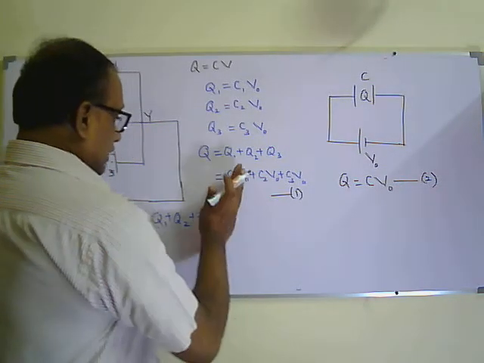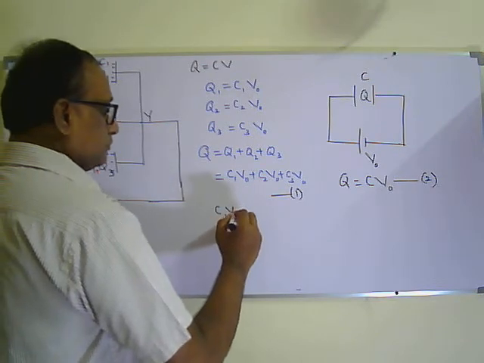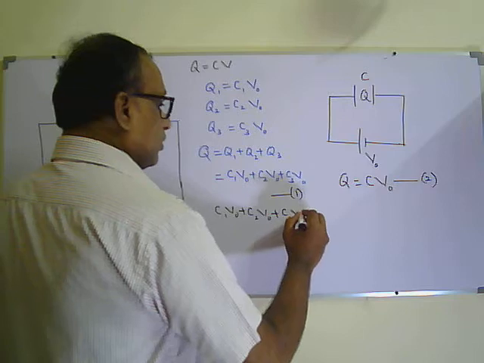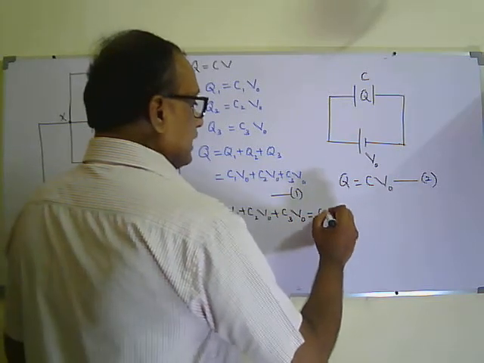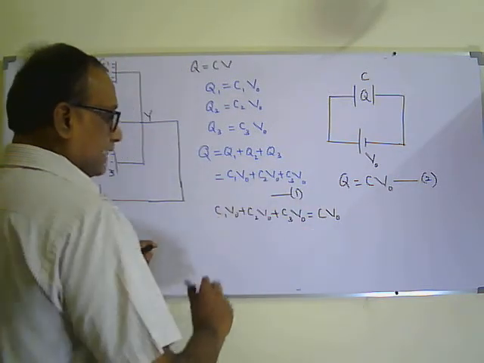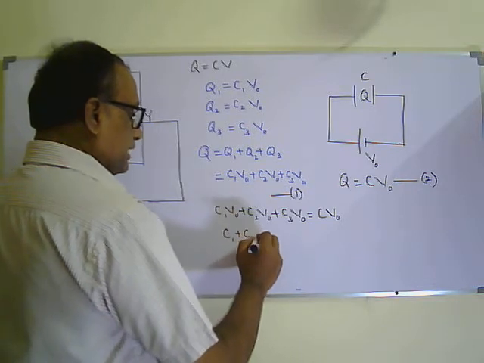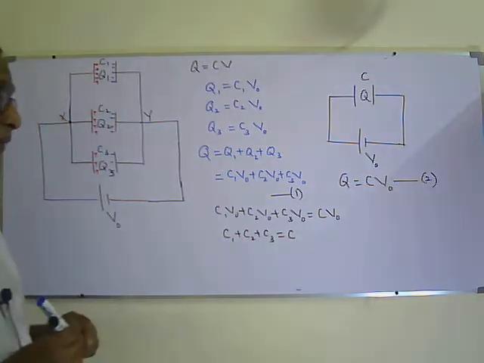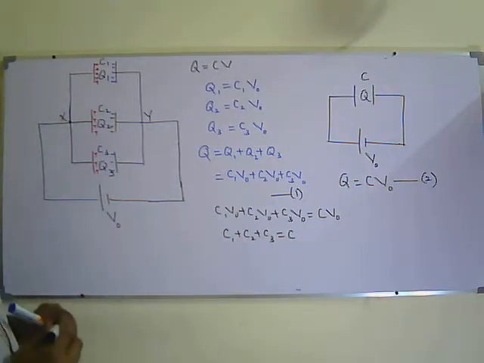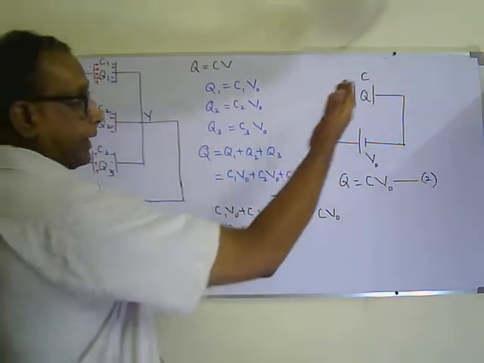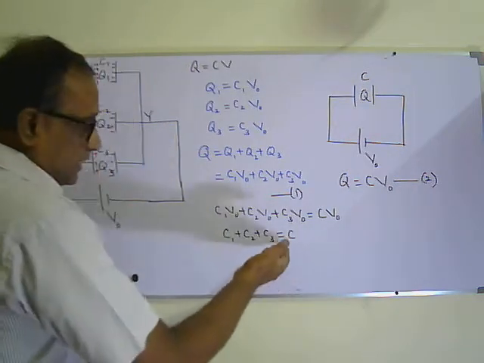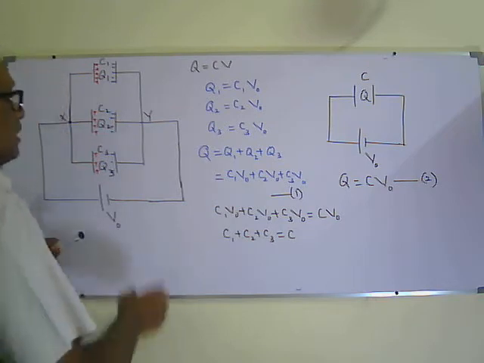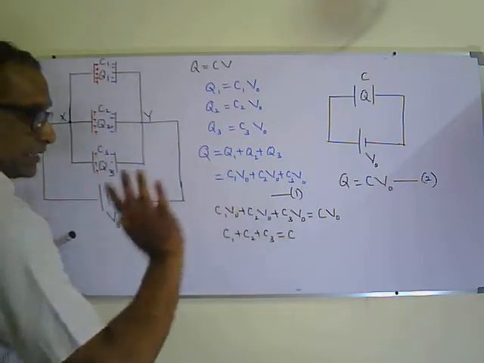That is C1 V naught plus C2 V naught plus C3 V naught should be equal to C V naught. So all the V naughts will get cancelled. C1 plus C2 plus C3 is equal to C. That means when the capacitors are connected in parallel, the equivalent capacitance will be equal to the sum of the capacitances of the capacitors that are connected in parallel.